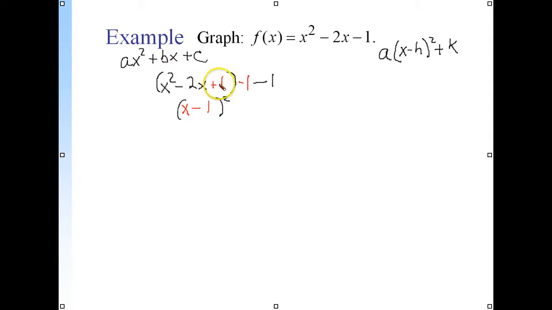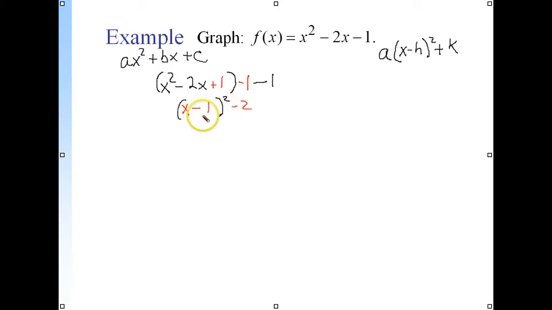So if I add 1 and subtract 1, then I just have this again, but I'm putting it in a form. So now I'm factoring this into its binomial square, adding that up, and I get a -2. And lo and behold, I've converted it from this form to this form. Now, from this form, we can pick out a couple of things.